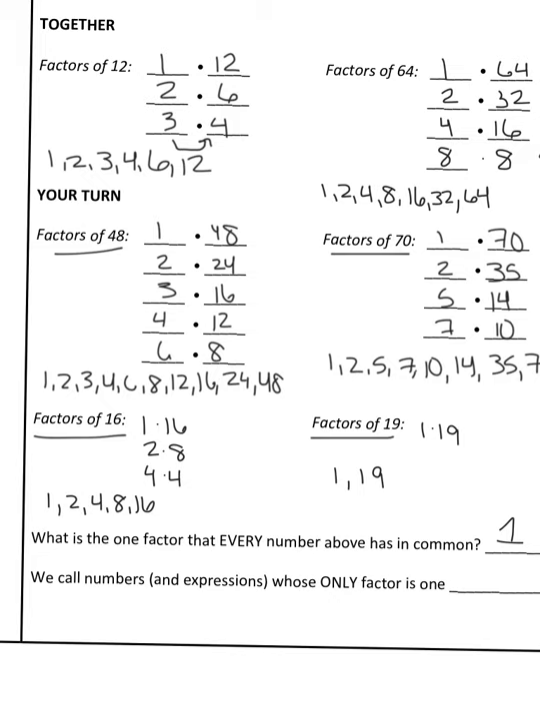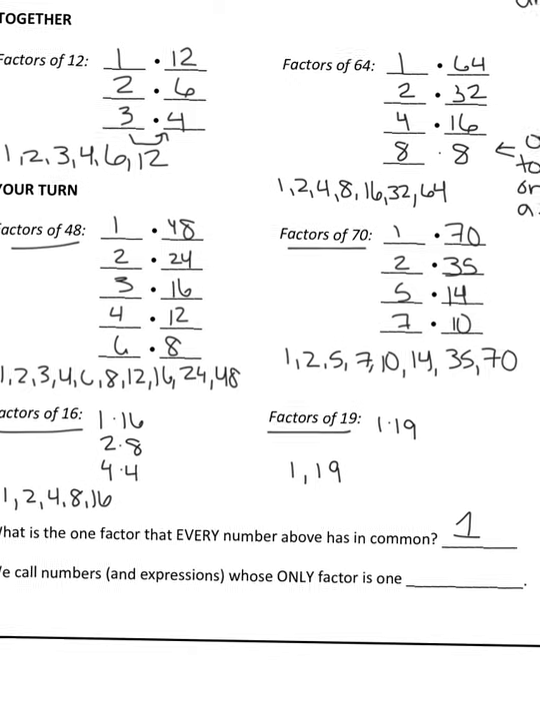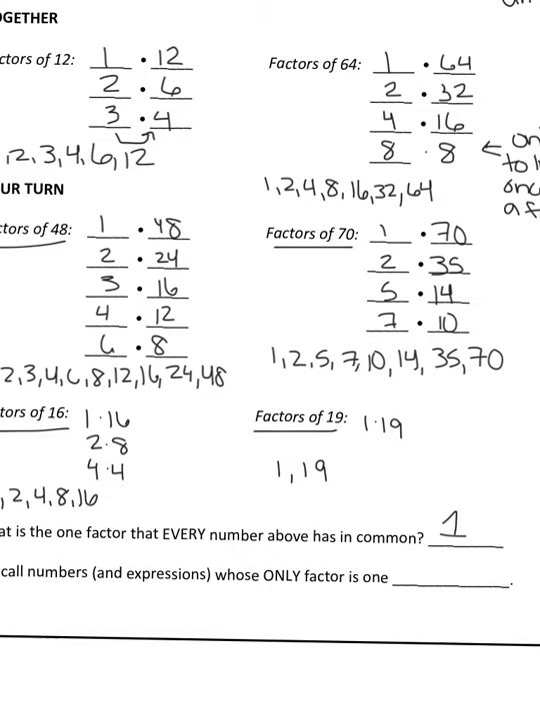And so then we call numbers and expressions whose only factor is 1 prime. Hopefully we all remember this from last unit. It's the same thing. It is prime, right? That's why we found those prime factors in last unit. So if you can only have factors of 1, then it is prime, right? 19 here is in fact a prime number, right? This is prime.